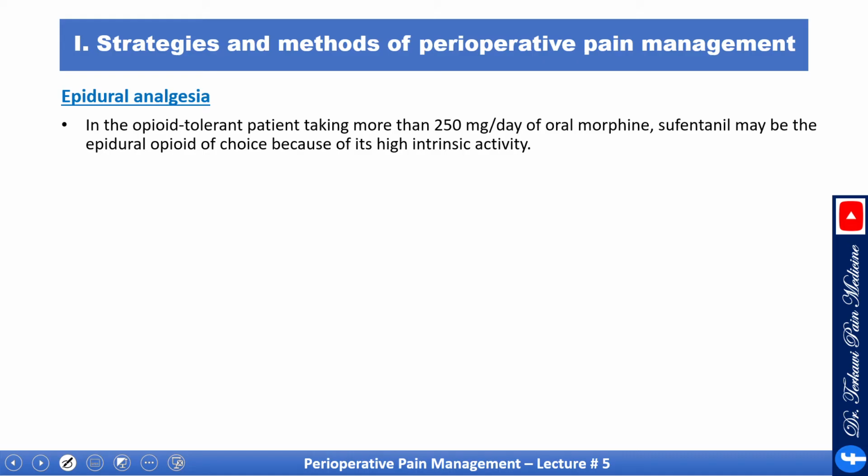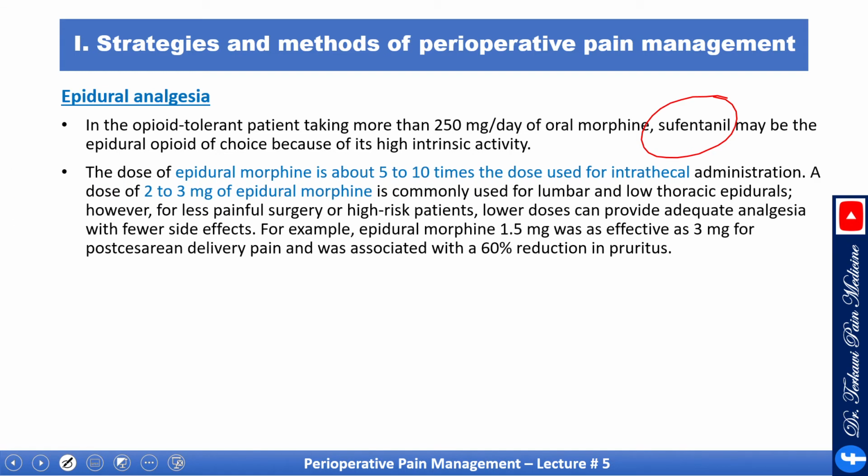In the opioid-tolerant patient taking more than 250 milligrams per day of oral morphine, sufentanil may be the epidural opioid of choice because of its high intrinsic activity. The dose of epidural morphine is about 5 to 10 times the dose used for intrathecal administration. A dose of 2 to 3 milligrams of epidural morphine is commonly used for lumbar and low thoracic epidurals.